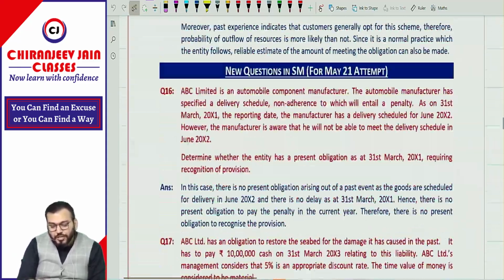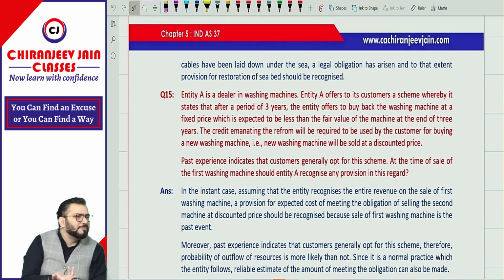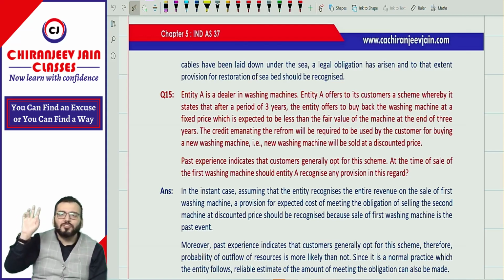How many questions are there? It is 15 questions. Only 15 questions. 15 questions means 15 minutes, or let us take 20 minutes or 25 minutes, because you need to read only. If you know the concept, you can just go through and you will be able to understand this is the answer.